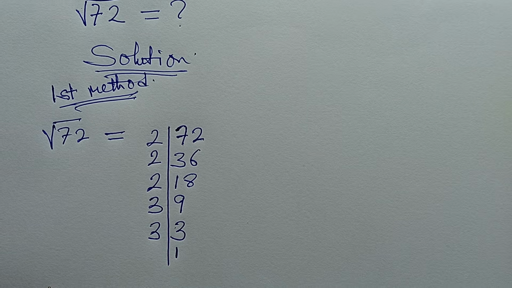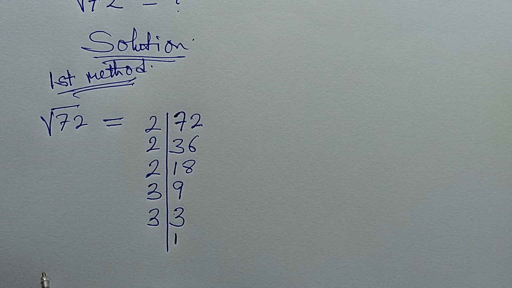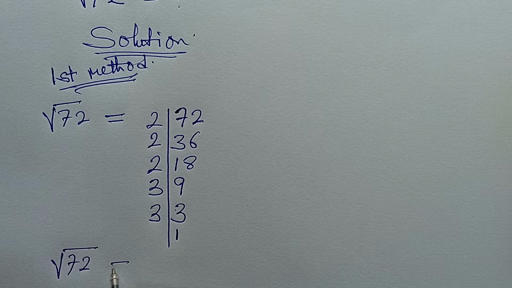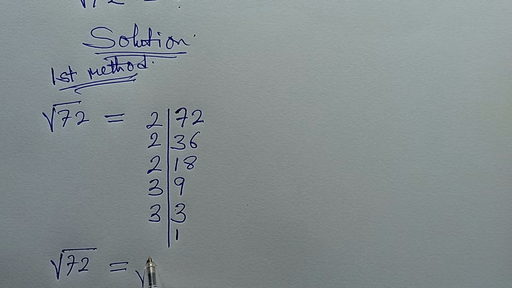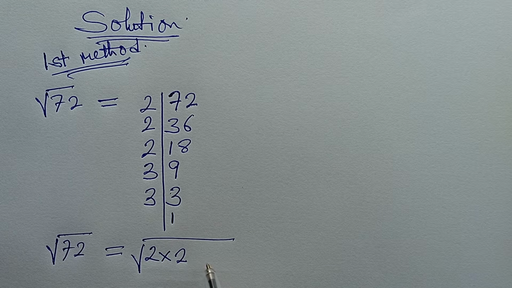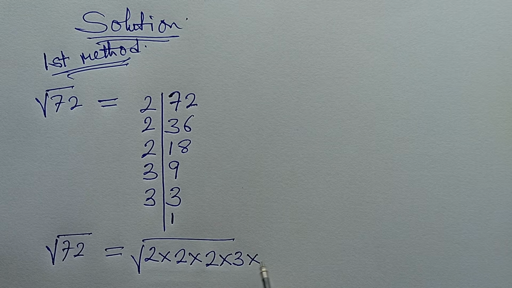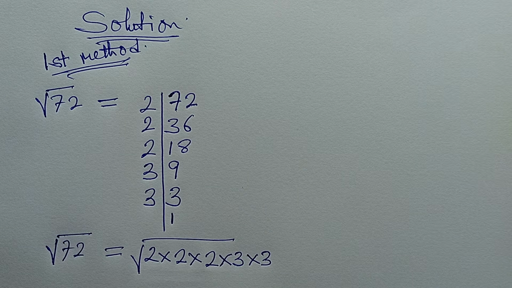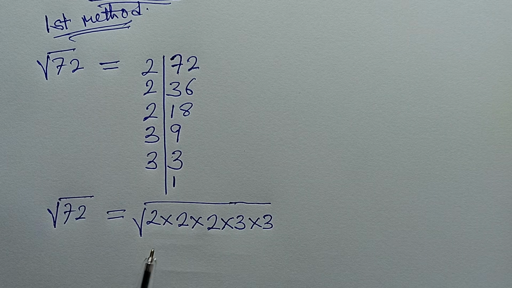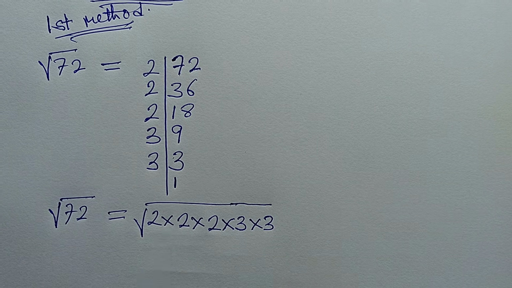But first of all, let's write here our 72. The square root of 72 is equal to the square root of 2 times 2 times 2 times 3 times 3. Okay, then let's extend this to cover it up here. Then we have to rewrite this in index form.